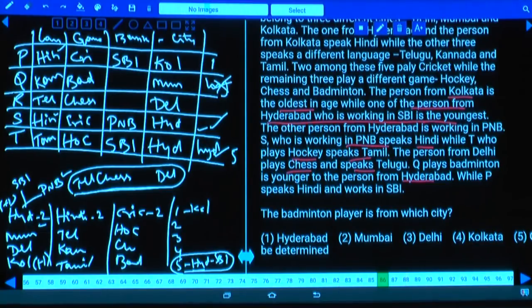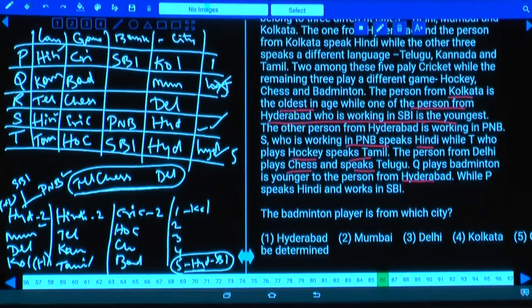Then 89 and 90. Now what is given in this one? Question numbers 89 and 90. First write down this arrangement, then let us discuss about 89 and 90.